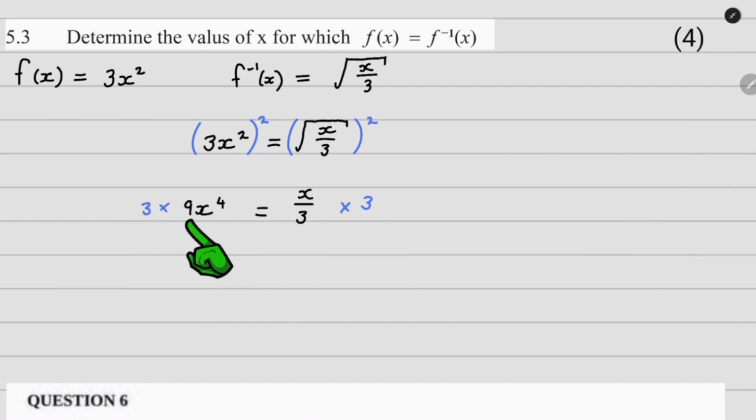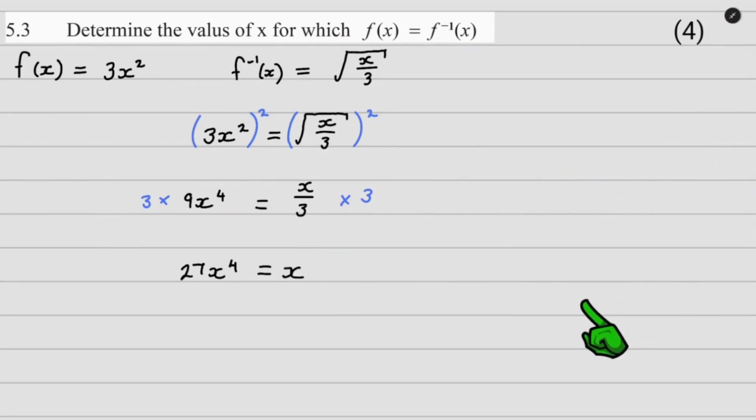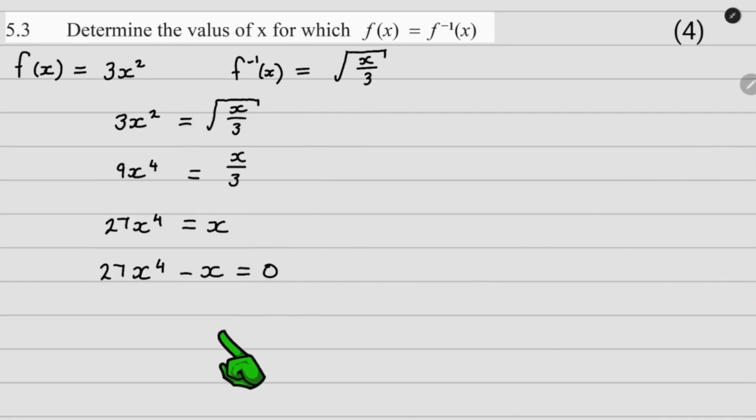3 times 9 will give me 27. The x to the power of 4 does not change. And then this 3 cancels with this 3, leaving me with just x. Now, goodness gracious me, this is a quartic equation. So I'm going to take this x over. And now I can smell the common factor of x between these two terms. So I'm going to take it out.